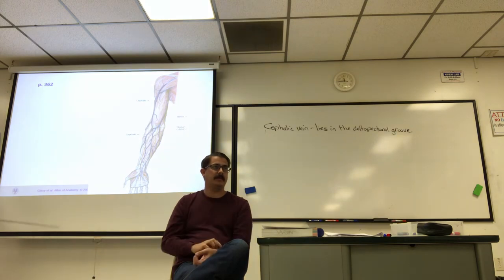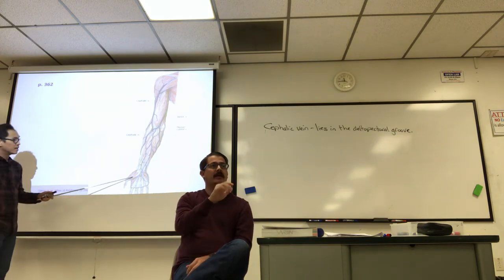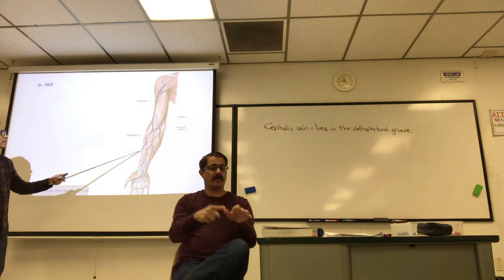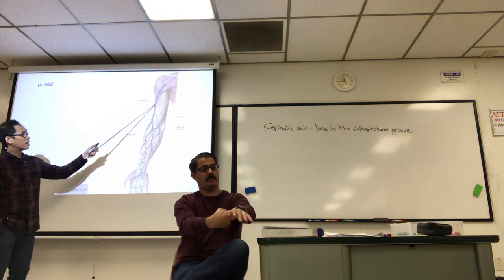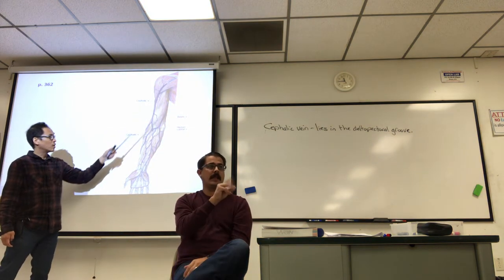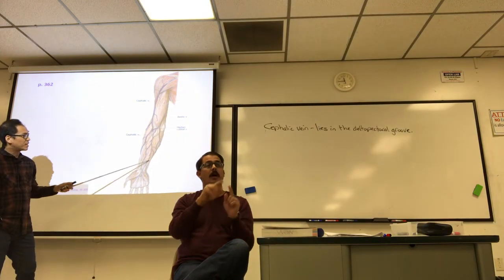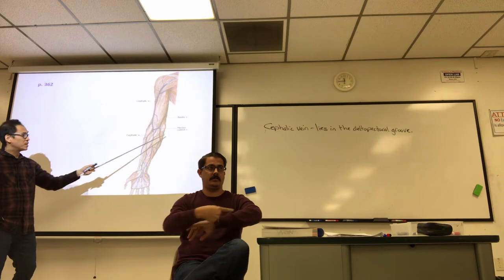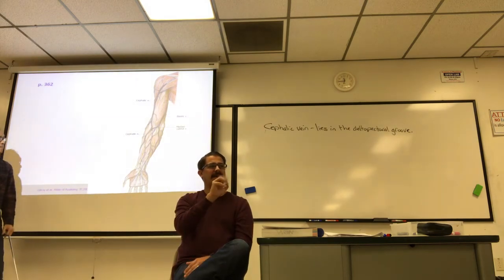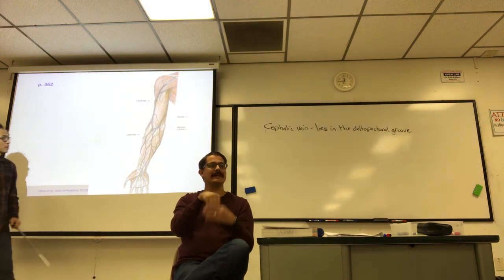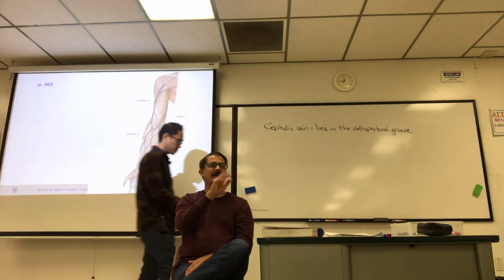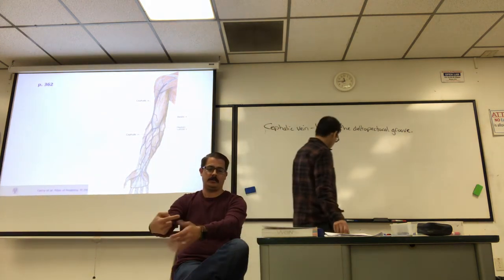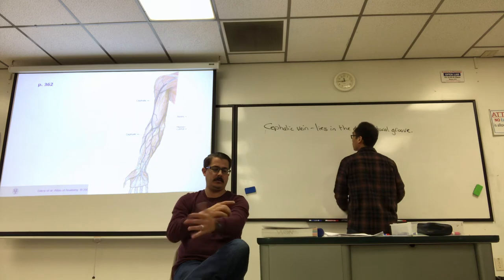Just remember that the cephalic vein starts in the back of the hand. It runs up the thumb side, all the way up. And up here, it's in the deltopectoral groove. Whereas the basilic runs on the pinky side, all the way up. Now, they kind of have a connection here, the median cubital. And that's in the cubital fossa, or the crook of the elbow. So let's just know those three superficial veins in the upper limb.